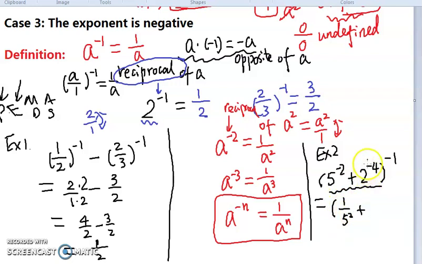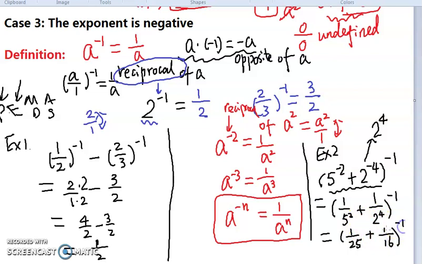Similarly, we temporarily forget about the negative sign in front of 4. We get 2 to the 4th. But the negative sign tells us to flip it. So we get 1 over 2 to the 4th, and then all raised to the negative first power. Now we're going to work this out. 5 squared, we know it's 25 on the bottom. 2 to the 4th is 2 times 2 times 2 times 2, multiplying 4 copies of 2. That equals 16. And then raise to the negative first.